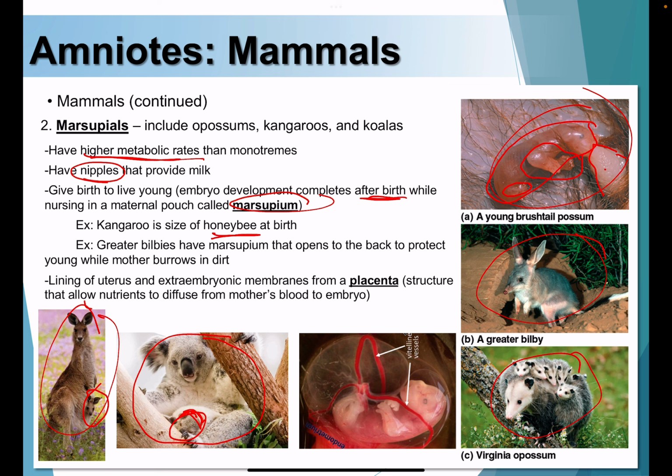And then, the lining of the uterus and extraembryonic membranes is what forms a placenta. This is what's, again, different in mammals compared to other animal species, because we have a placenta, which is a structure that allows nutrients to diffuse from mom's blood into the embryo. The embryo never has to eat while they're inside the uterus, such that nutrients are being delivered straight to them through the bloodstream of the placenta.